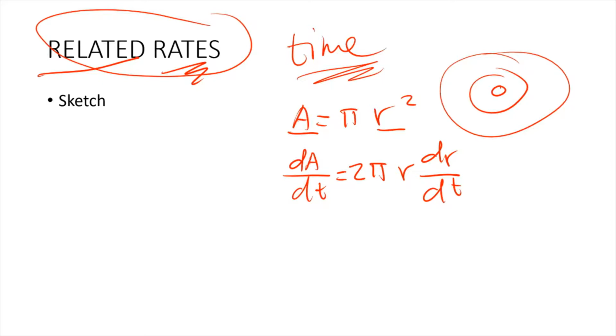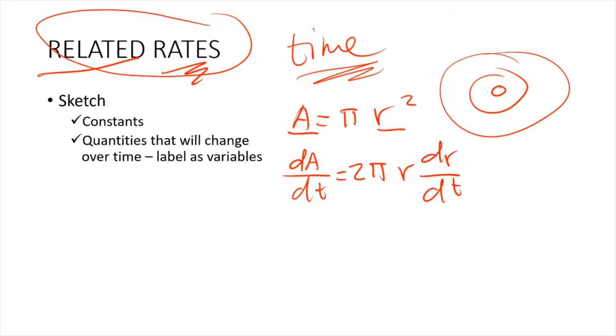Very important when sketching the graph, we should put labels. In other words, we should define some quantities. For quantities that will not change over time, or quantities that are fixed, we substitute the values or the constants. For quantities that will change over time, we label them as variables. So remember, when quantities change over time, regardless if there is a given value, we should not put the value immediately. We should label that quantity as a variable.